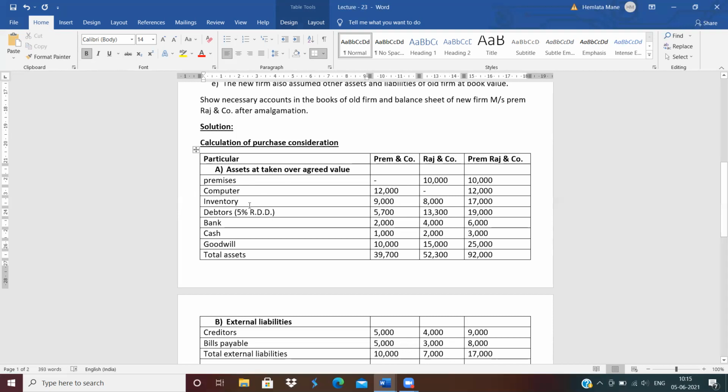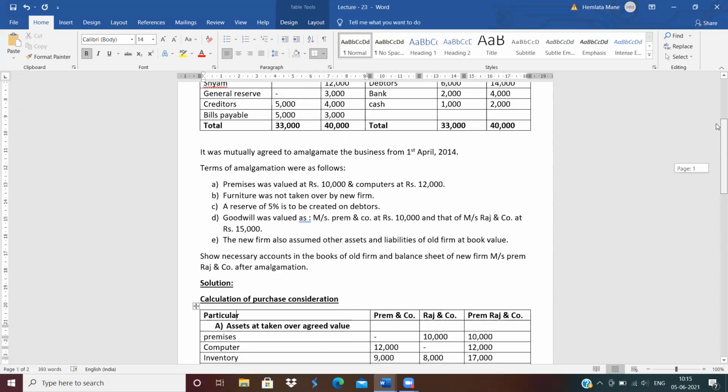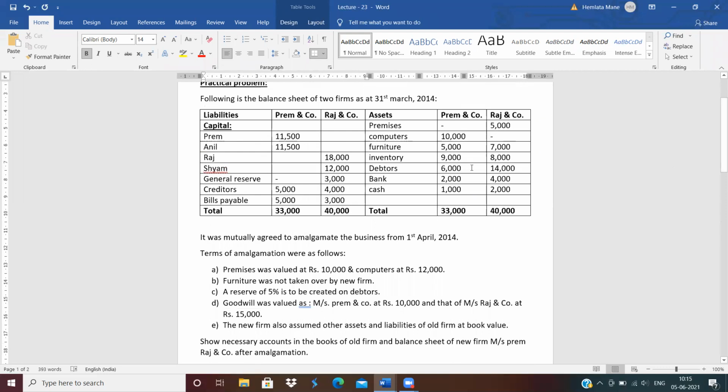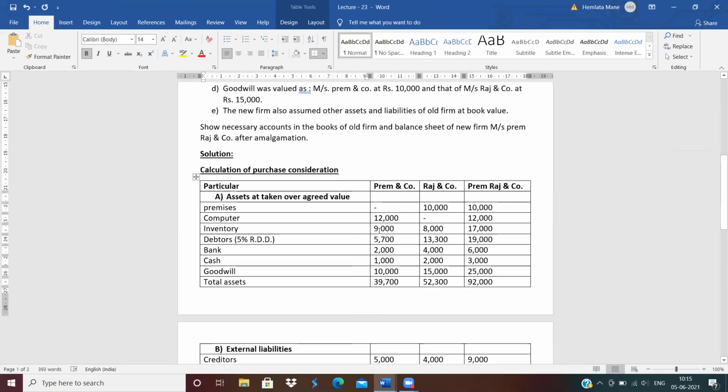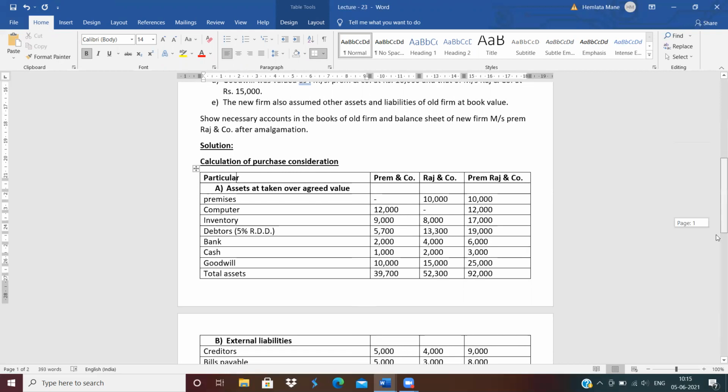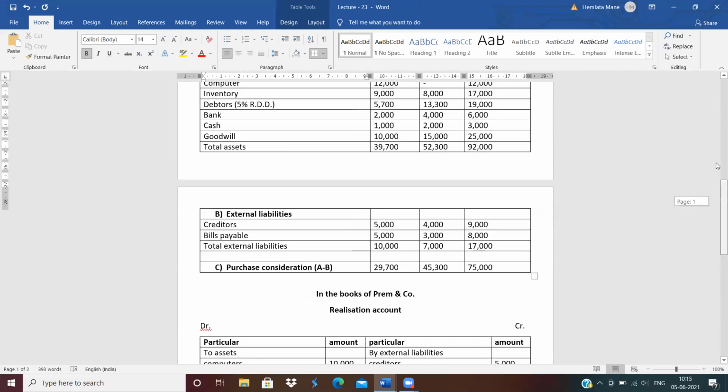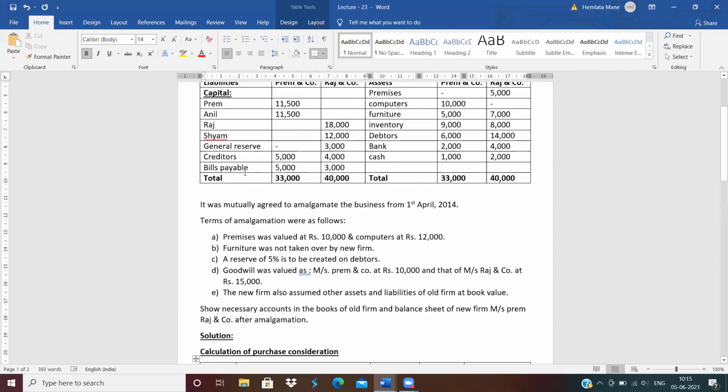Next is debtors, should create a 5% RDD on debtors. Whatever amount is given in the problem, see here, the amount of debtors is 6,000 less 5%, that is 300. So the amount of debtors is 5,700. And next is bank. No revised value of bank is given, so bank is written as it is. Cash is also written as it is. Goodwill, new goodwill is given here, so write down the value of goodwill and do the total of assets. Next, B is external liability. In this question, only two external liabilities are given, creditors and bills payable.